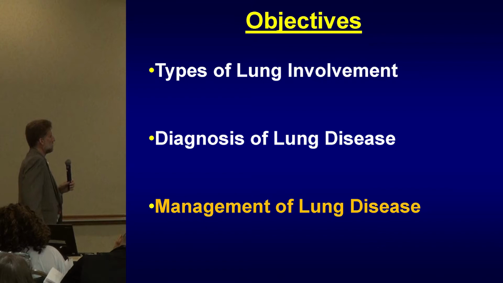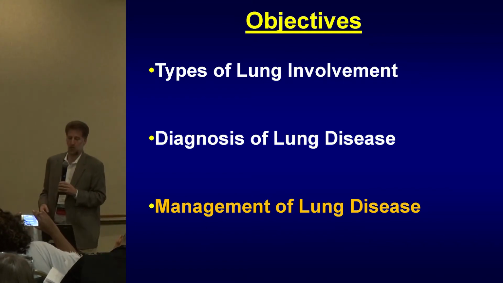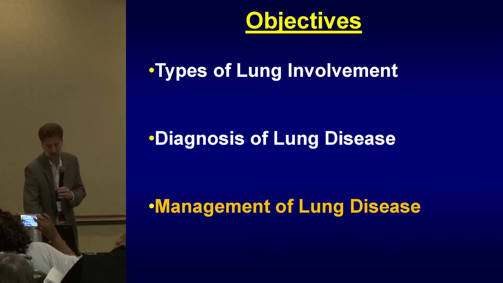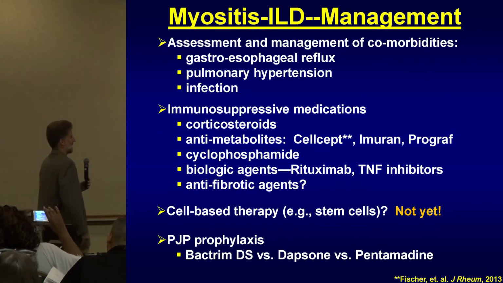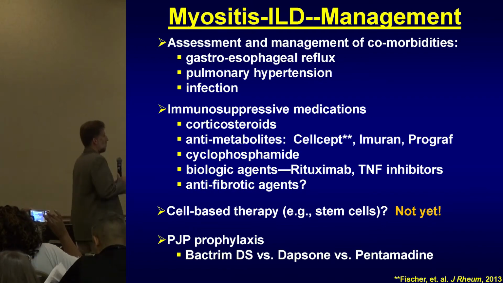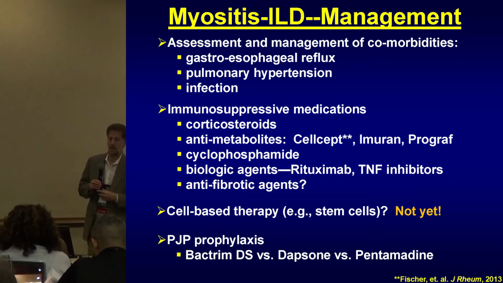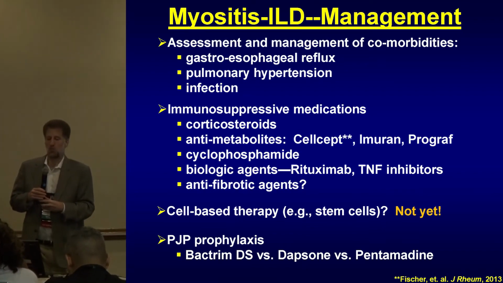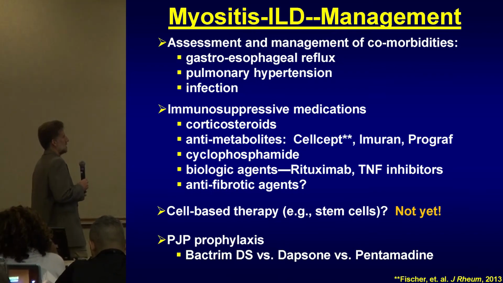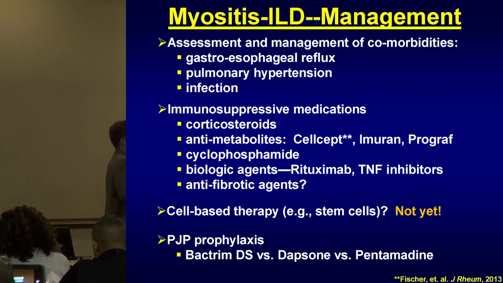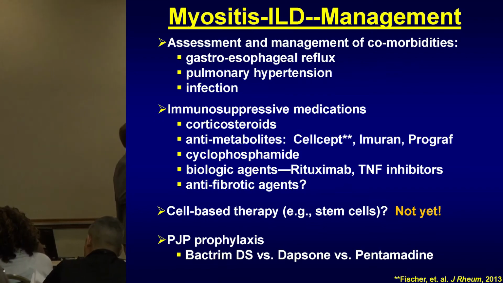Okay. So finally, once we make a diagnosis of interstitial lung disease or one of these other pulmonary complications, what are the cornerstones of management? And before we talk about medications, again, I want to emphasize that it's really key to assess and manage other coexisting factors which may be negatively impacting lung function.